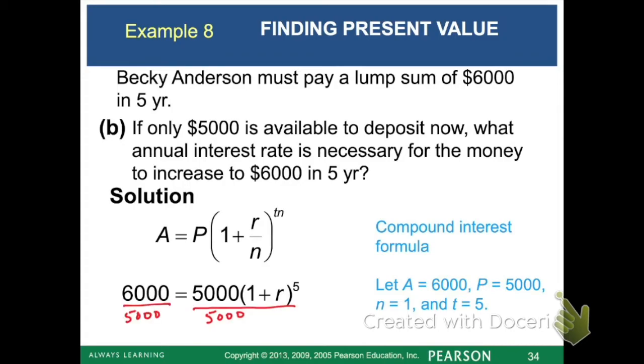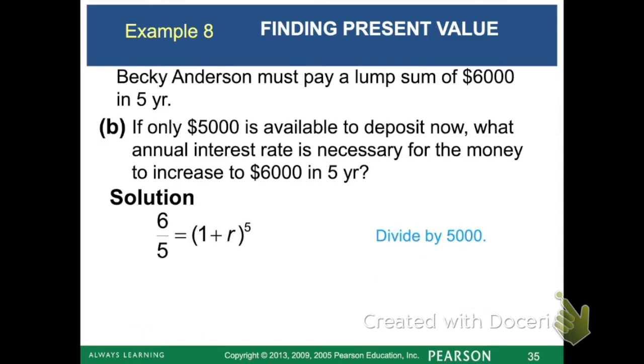We're going to start solving for r by dividing our P value over. So in this case, it's 5,000. 6,000 divided by 5,000 is just going to be 6/5. Now we need to get rid of the exponent on the right side. The 1 is going to be dealt with at the end. So the exponent of 5, we're going to move it over by doing the inverse, which in this case would be the 5th root on both sides. So we get 6/5 to the 1/5 power equals 1 plus r. Remember, a 5th root is the same thing as the 1/5 power.